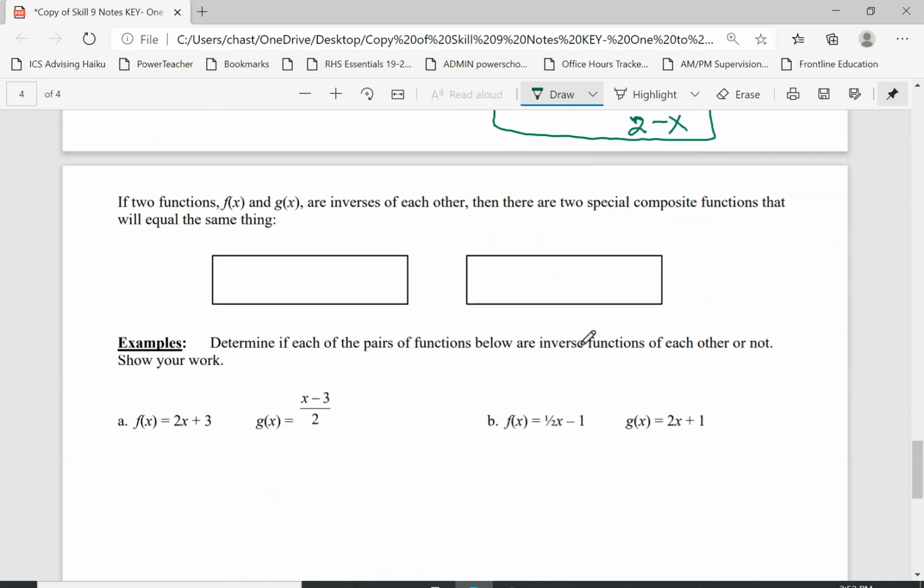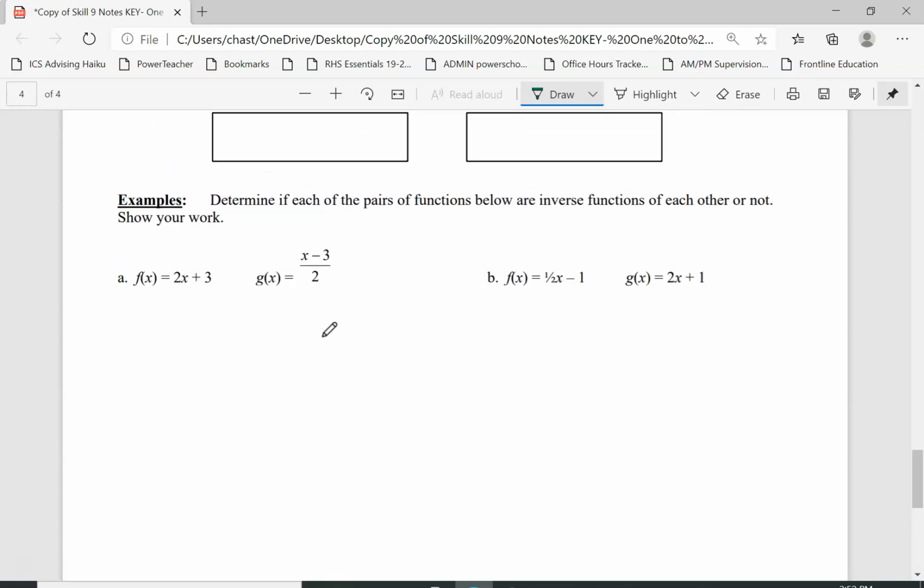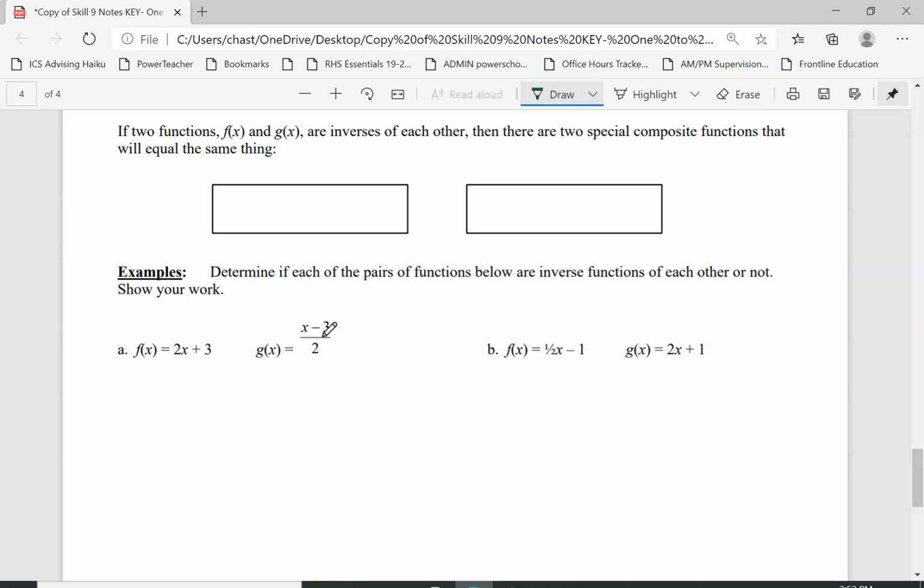But I do want to talk about one last thing that could come up, and that is determining if two functions are inverses of each other. What we're going to do is look at a couple of special composite functions. That's where we do f of g of x and g of f of x. Now normally when you do a composite function, if you do one versus the other way, you don't always get the same thing. If two functions are inverses of each other, then that means the compositions both ways result in x. So I'm going to model that with two examples here.